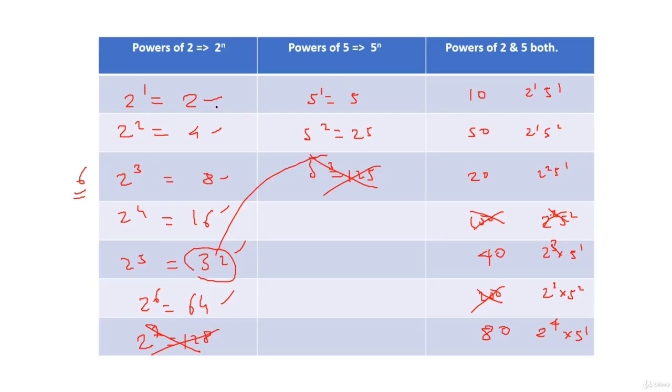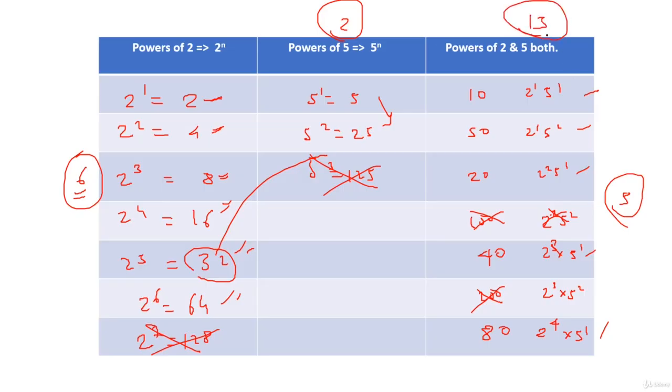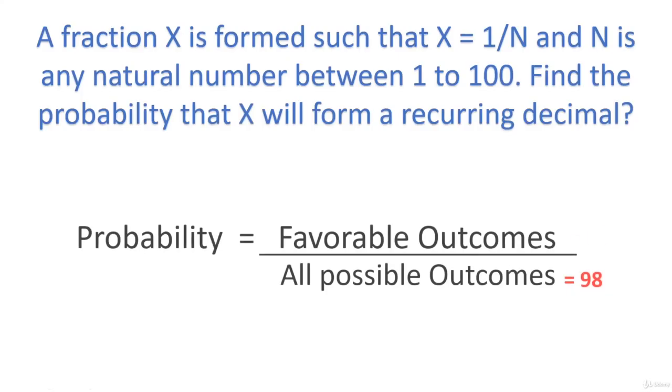Now see how many numbers we have. Powers of 2: 1, 2, 3, 4, 5, 6. 6 powers of 2 as I said before. 2 powers of 5. And how many combined? 1, 2, 3, 4, and 5. 5 of these combined. So 6 plus 5 is 11 and 2 is 13. There are 13 such possible numbers, right? Exactly 13 outcomes are favorable to us. So the probability required is 13 by 98. It's as simple as that.